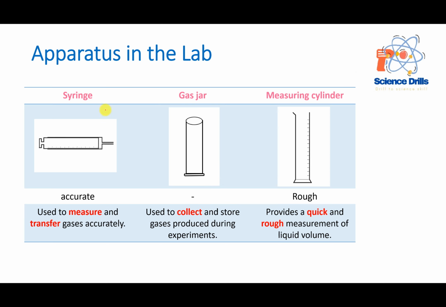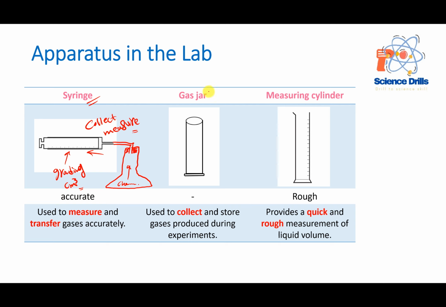Moving on to tools for handling gases. The syringe is used to collect and measure gases accurately. For example, if we hold this in a conical flask with a stopper here, and there is a chemical reaction and the product is a gas, this gas will diffuse and push the syringe back. We can see here this grading, it is measured in cubic centimeters, so we can get the accurate measurement of the gas.